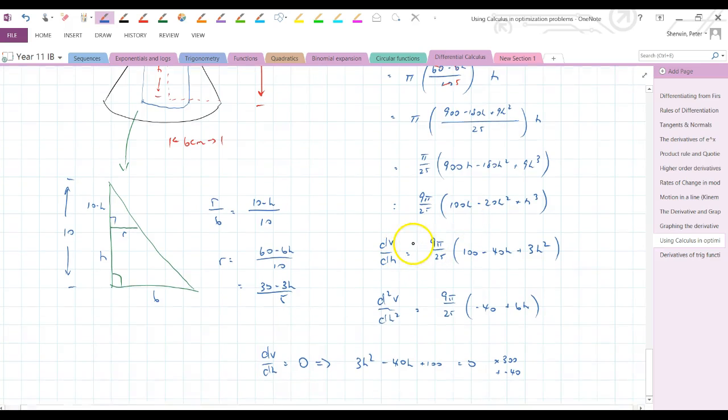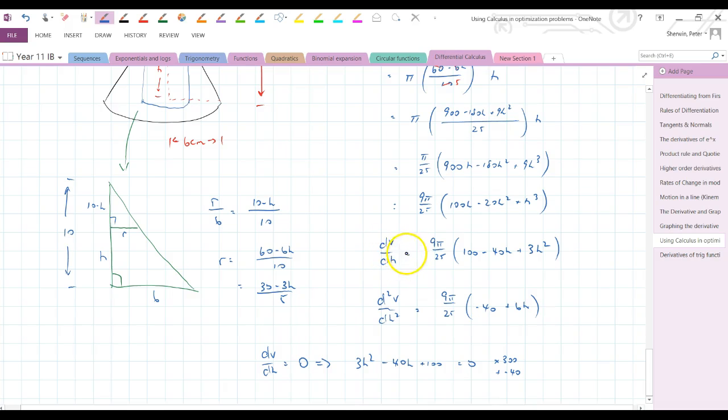Now dV/dh, it's nice to hold this constant outside and then just deal with what's inside. So it's 100 minus 40h plus 3h squared. And the second derivative, which we're asked for, again, we can just hold 9 pi over 25 out and differentiate what's inside the brackets: minus 40 plus 6h. Perfect. They're going to be really useful for us.